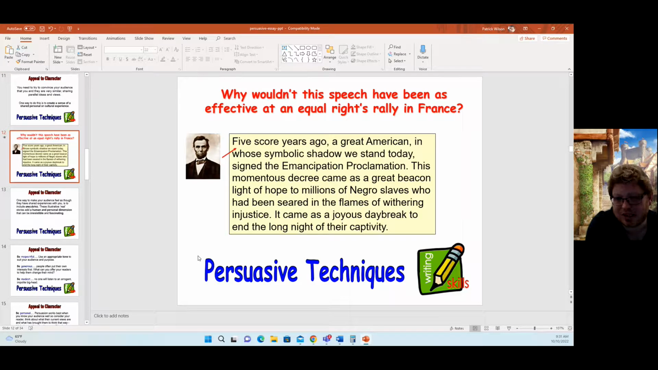That's what Abraham Lincoln kind of did. It says here, why wouldn't this speech have been as effective at an equal rights rally in France? Well, again, this is talking about the Emancipation Proclamation.